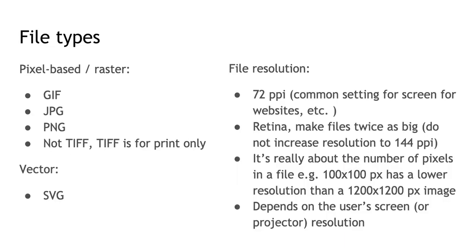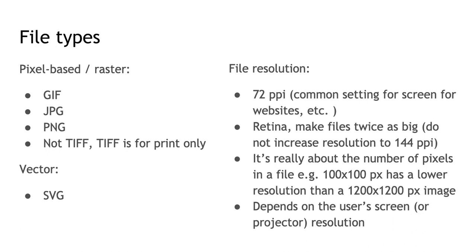So file types. Screen is pixel-based, so we'll be looking at pixel-based and raster images. You can use GIF, JPEG, and PNG for screen and for web, but not TIFF. TIFF is for print only. TIFF will not work on websites, and it won't work in your social media. And as well for vector images, SVG.